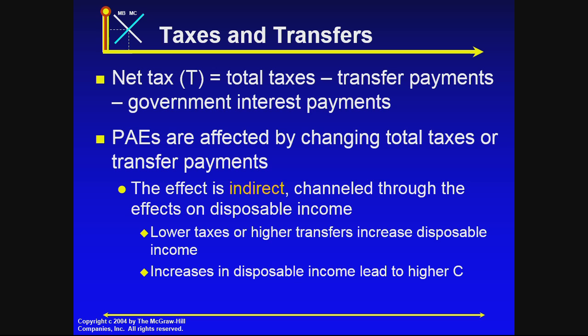Now, if you have lower tax or higher transfer payment, it increases the disposable income. Makes sense, right? Like I say, if Obama knocks on your door and says, I'm gonna lower your tax from 20% to 5%, that's a good thing. Because that means your take-home pay is higher, you're able to consume a little bit better with a lower tax. And vice versa.